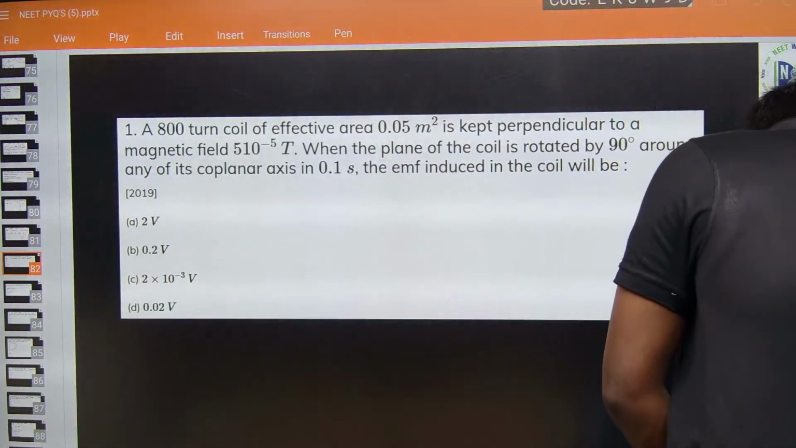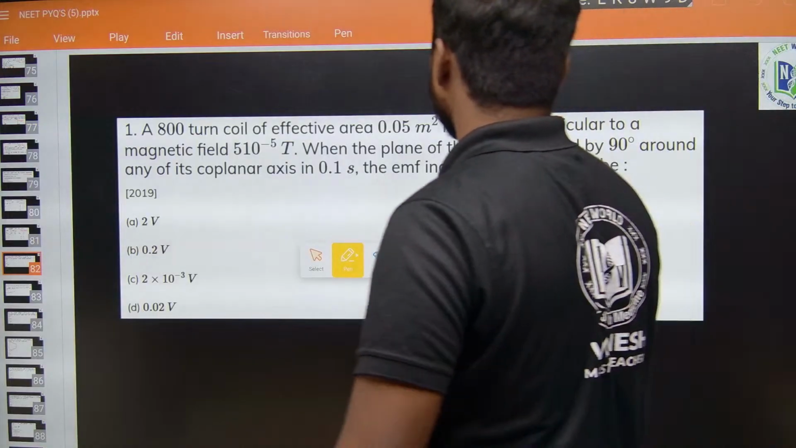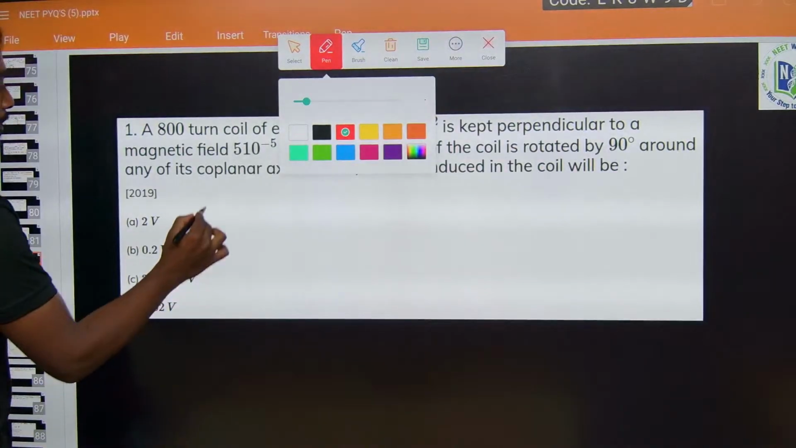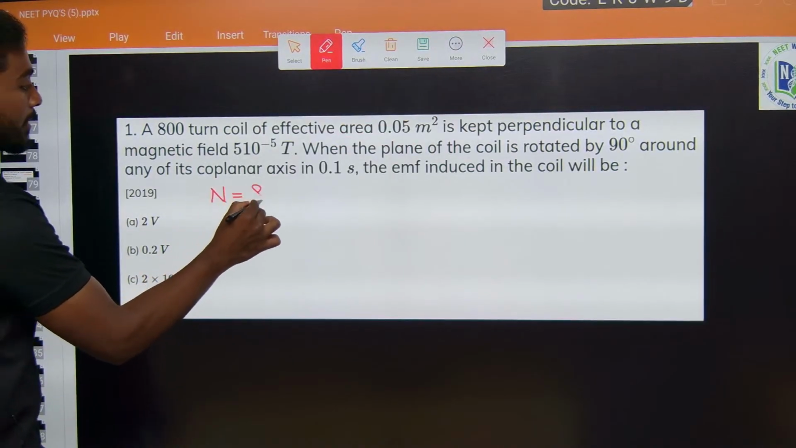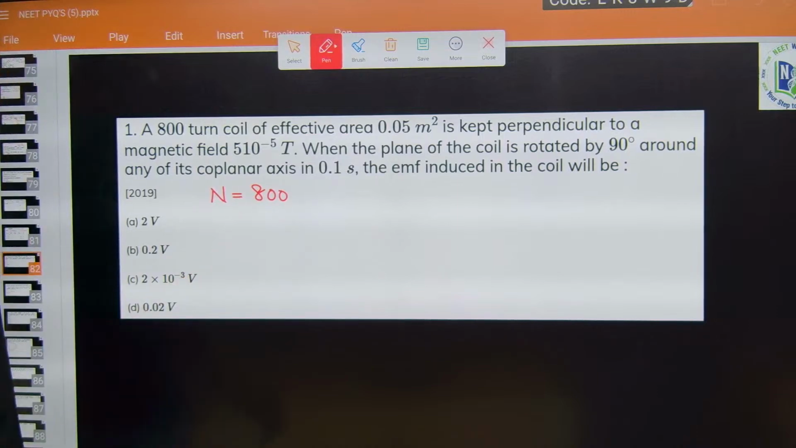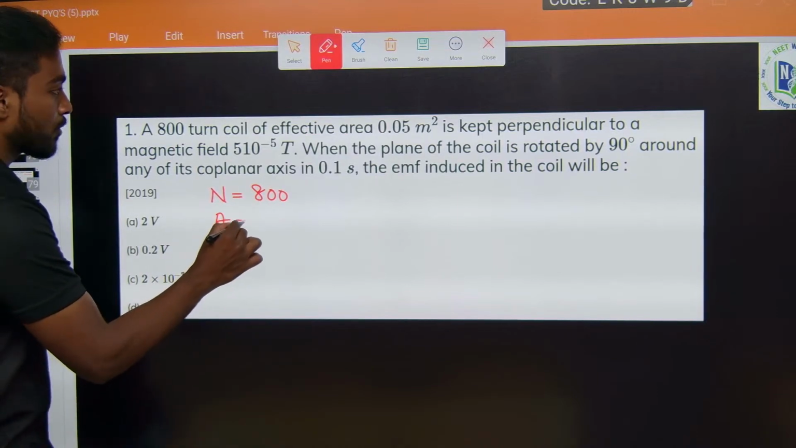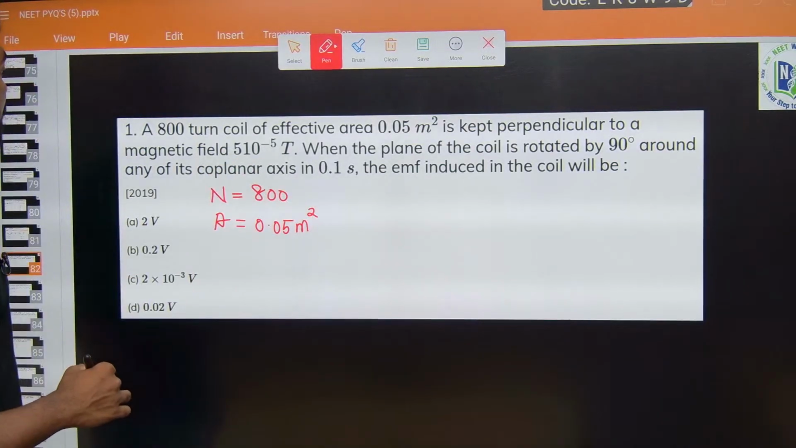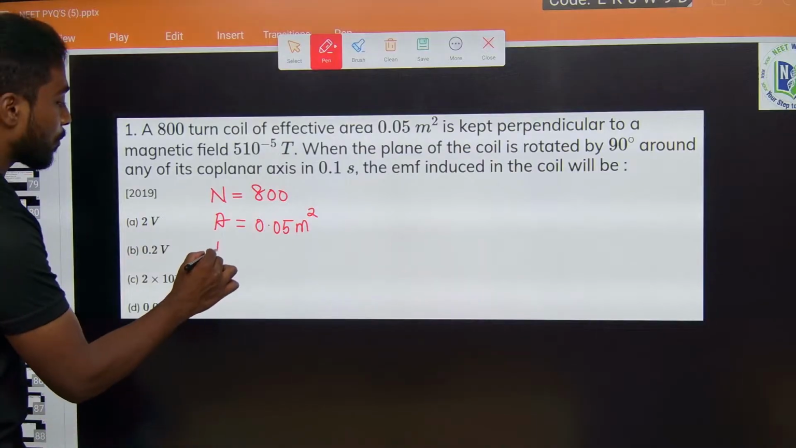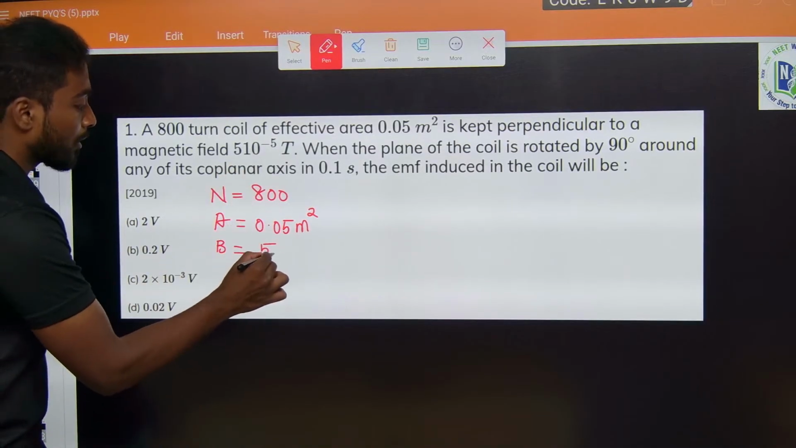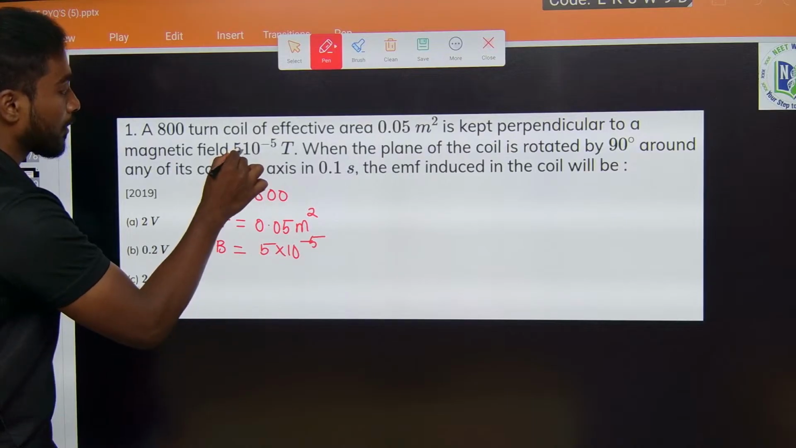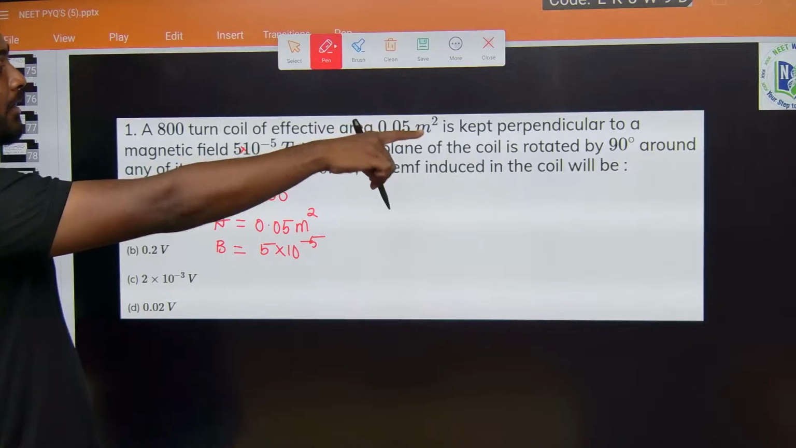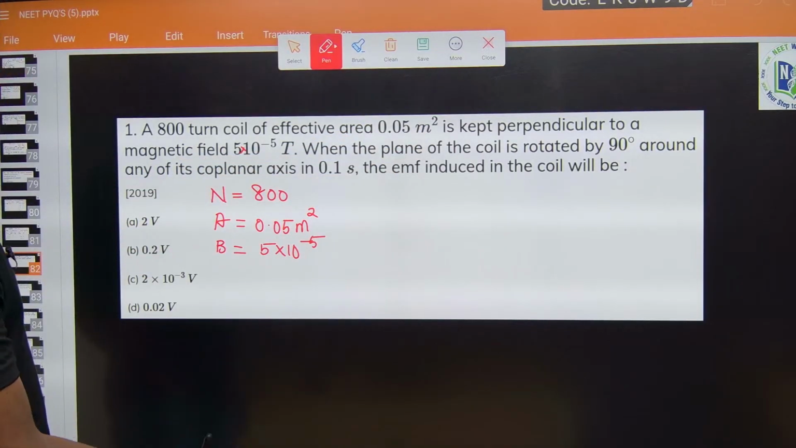Like it's audible, right? Yeah, it's audible. So, the given terms are N is equals to 800 turns and then effective area A is equals to 0.05 meter square and it's perpendicular to magnetic field B is equals to 5 into 10 power minus 5, and it is rotated by 90 degree around any of its coplanar.